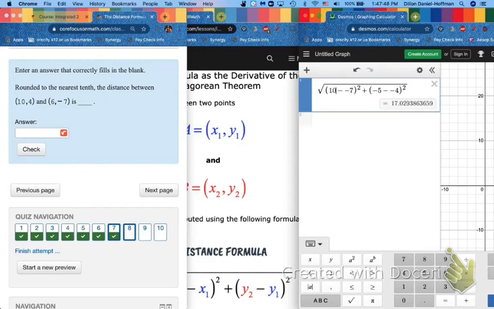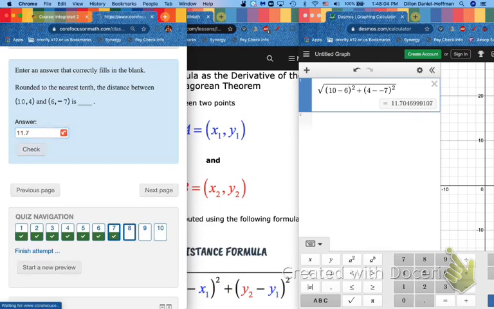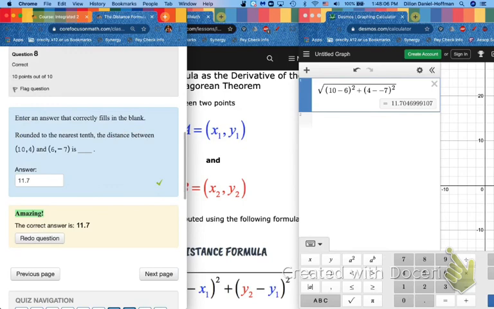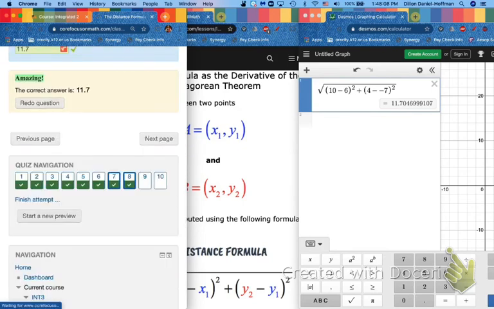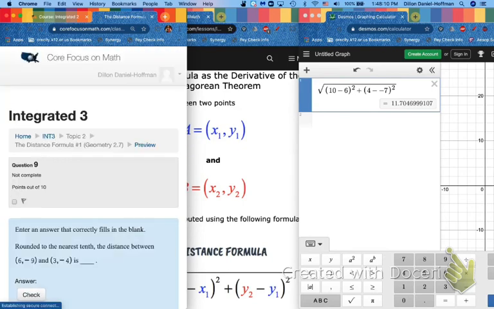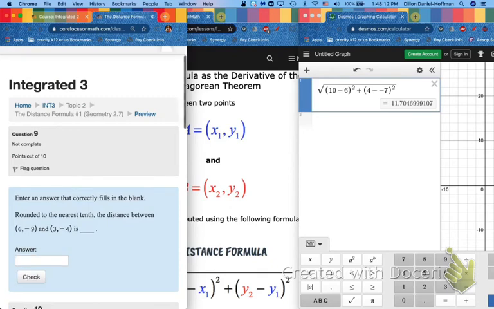So 10 minus 6 are my x's, and 4 minus negative 7. And if you're out there somehow listening to this and you don't have a Core Focus website, like my students do, you can always just pause it, see if you can do the problem on my screen at the same time. And thanks for joining. You certainly don't have to.